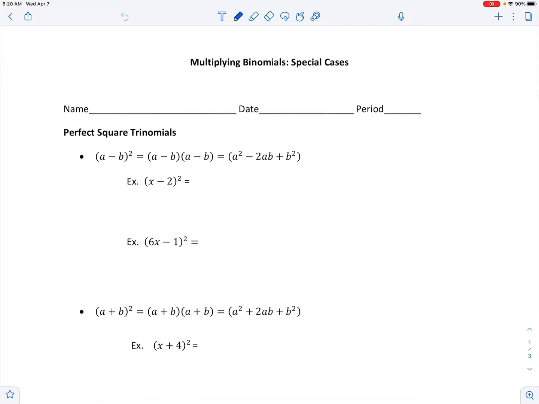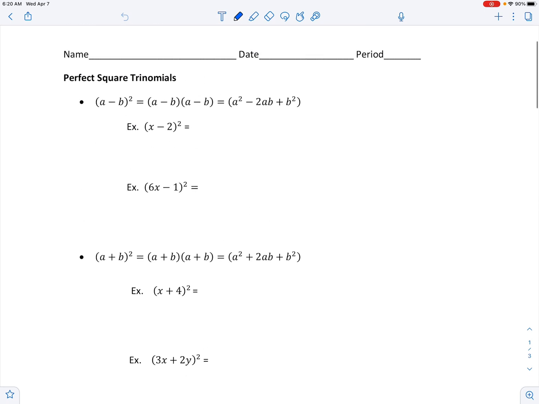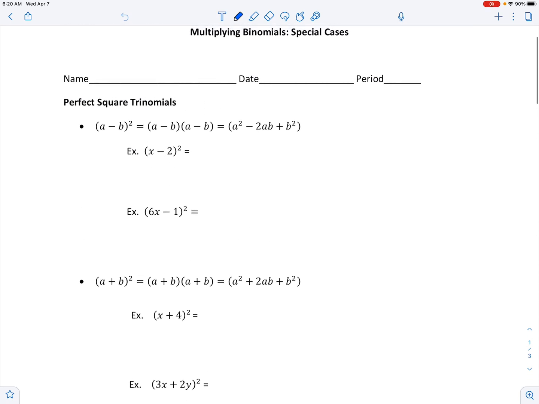All right, guys. Today we're going to continue to talk about multiplying binomials, but particularly we're going to go into special cases. Special cases like perfect square trinomials and difference of squares. And you may be saying, well, what is a perfect square trinomial?